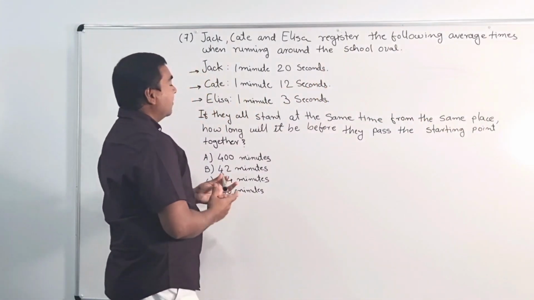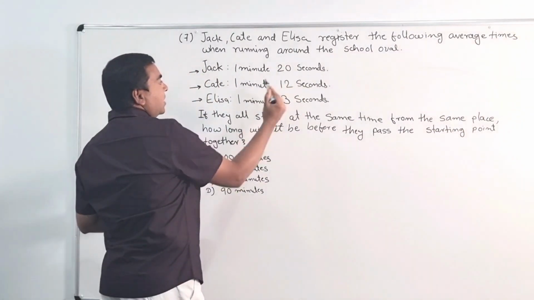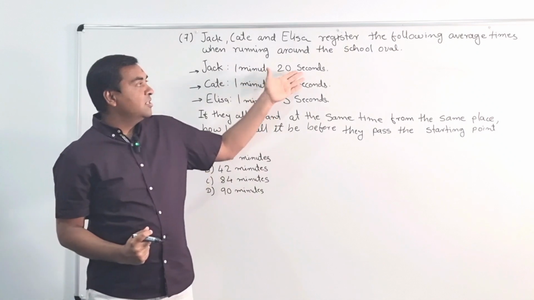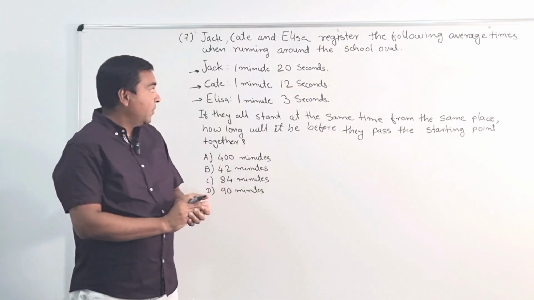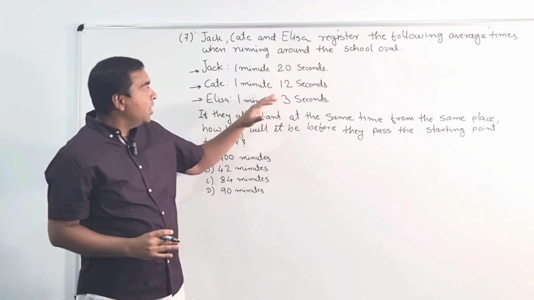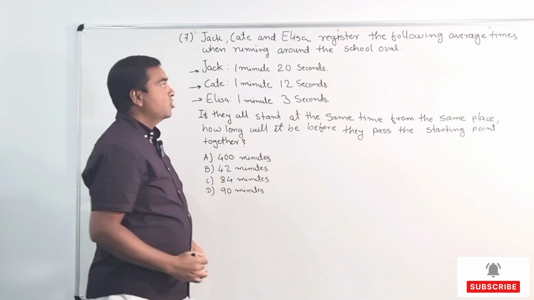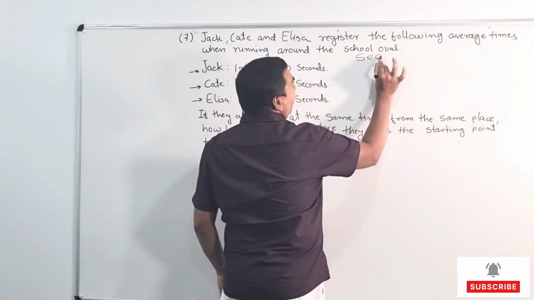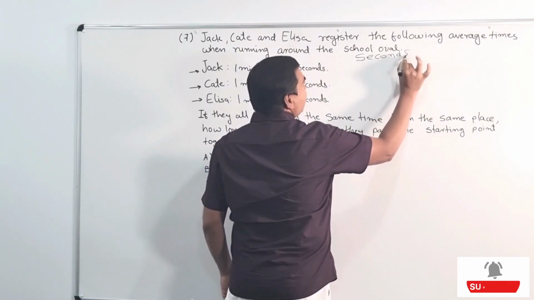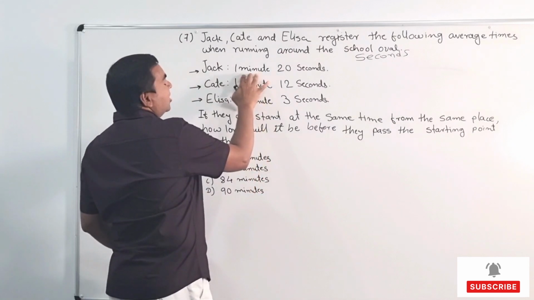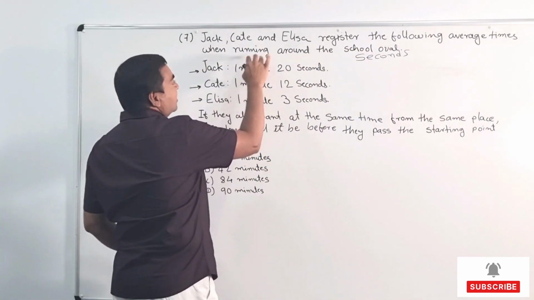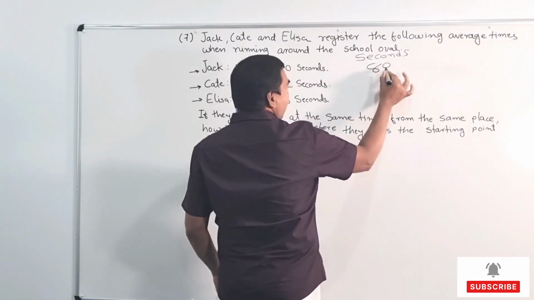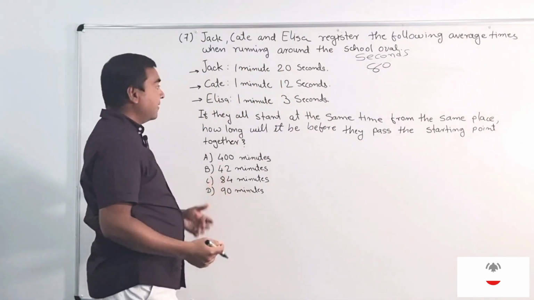So what are the real times? 1 minute 20 seconds, 1 minute 12 seconds, 1 minute 3 seconds. Now you can't get the LCM when it's minutes and seconds. So the very first thing is, I'm changing all the time into only seconds. I'm just writing out what time everyone is taking in seconds. 1 minute is 60, so for Jack, 60 plus 20 is 80. So Jack is taking 80 seconds altogether.